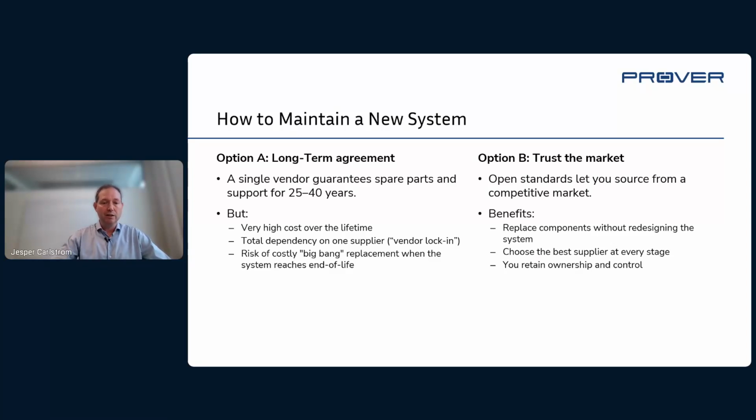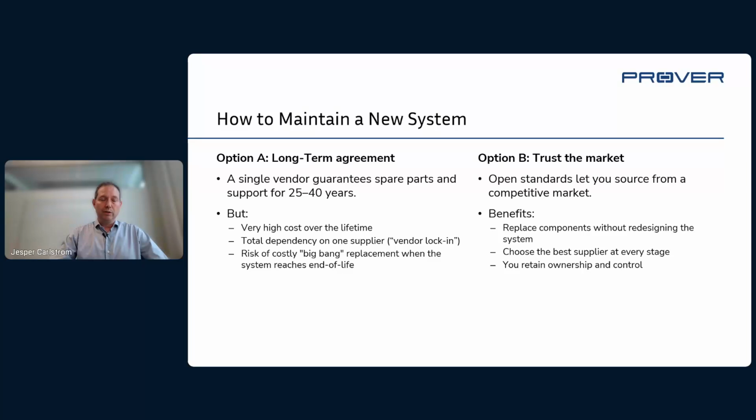On the other hand, when we build with standard components, with clear interfaces and so on, then we also reach some benefits. So, for example, you can replace components without redesigning the whole system because it's a standard component and you can find a replacement for it from a different vendor. At every moment, or at least every time you make a new public tender for a support contract, you can choose your best supplier and you will have the ownership and control over this. You don't leave this to some other supplier.